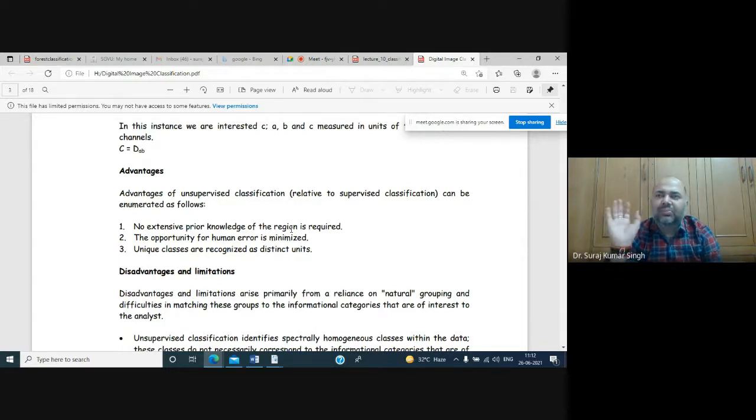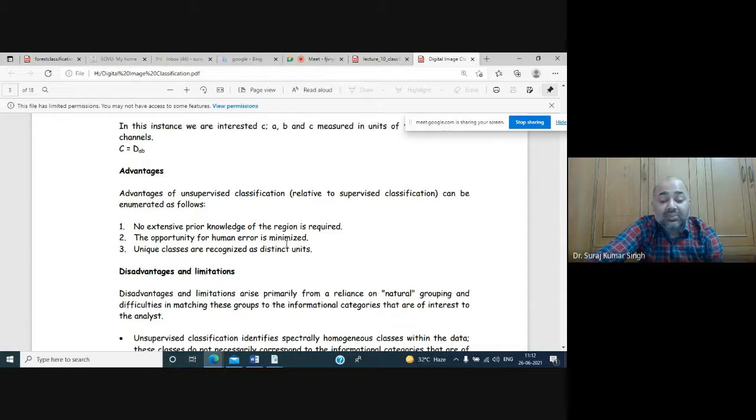So for that, prior knowledge is not required for the unsupervised classification technique. The opportunity for human error is minimized because the computer classifies each and every pixel automatically on the basis of self-organizing mean vector distance.